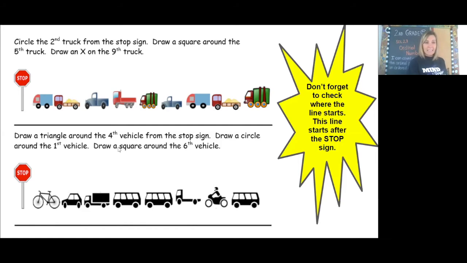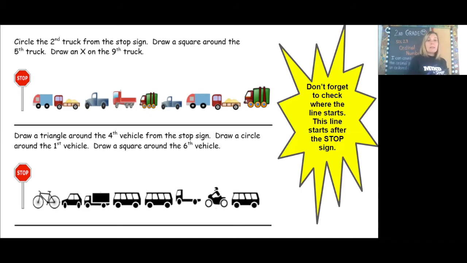And then in the second set, draw a triangle around the 4th vehicle from the stop sign. Draw a circle around the 1st vehicle. Draw a square around the 6th vehicle. And I put a little reminder over here. Don't forget to check where the line starts. This line starts after the stop sign. So for parts 1 and 2, you're going to start after the stop sign, which is very helpful information because otherwise all of the answers could be mixed up.